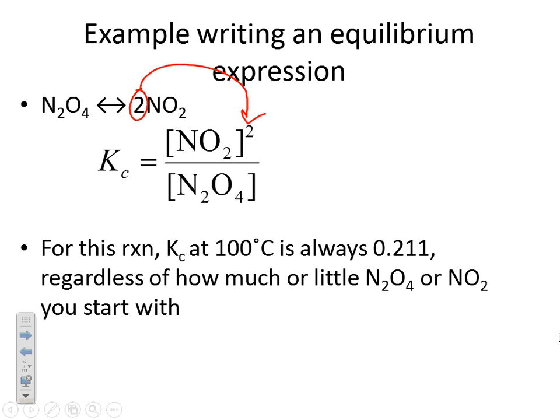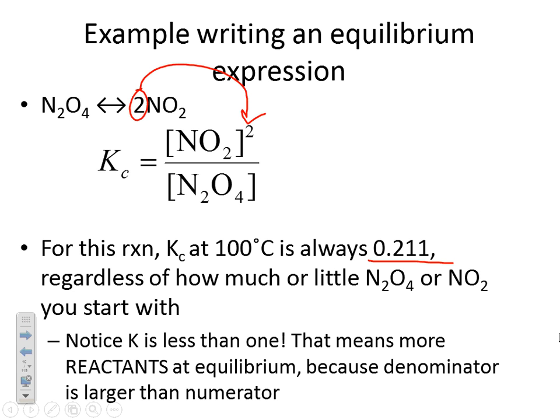Now, this is to make a point here. This reaction at 100 degrees Celsius, the Kc value is always 0.211. So it's saying that at equilibrium, we get a predictable ratio of products to reactants. It doesn't matter how much N2O4 or NO2 you started with. This reaction will always, when it's at equilibrium, its ratio will always be 0.211. Notice that in this case, K is less than 1. That indicates that at equilibrium, we're always going to have more N2O4 than we will NO2. It's saying that reactants will dominate for this reaction at equilibrium, larger denominator.